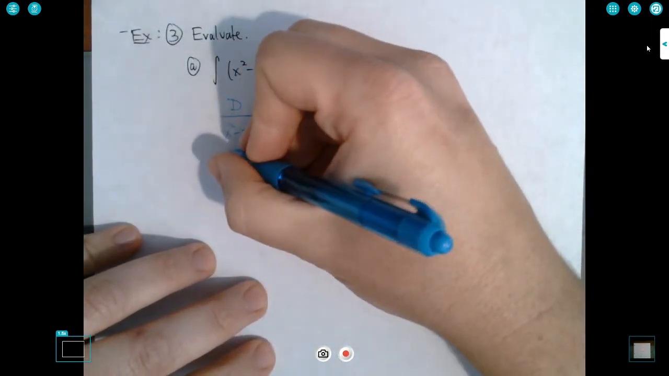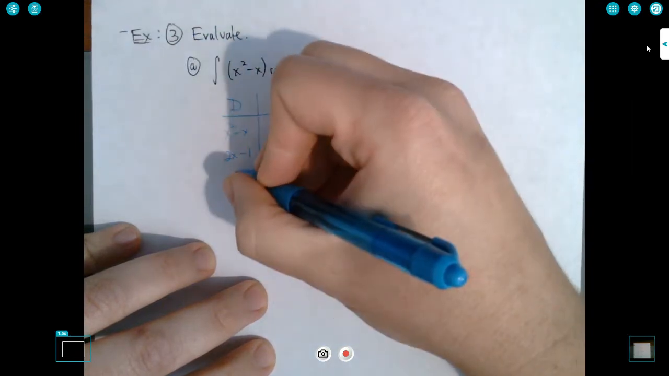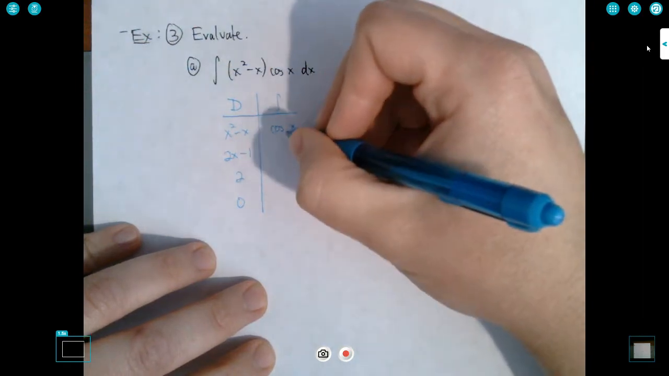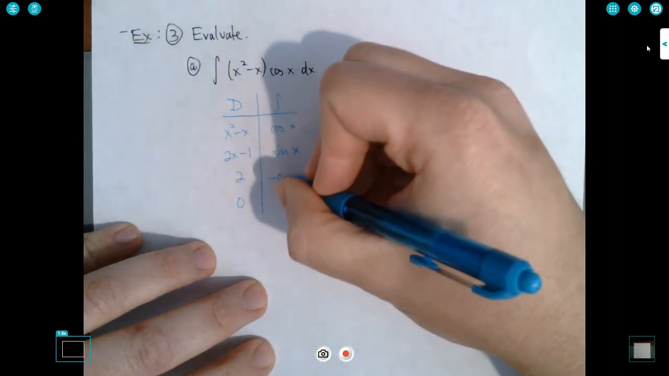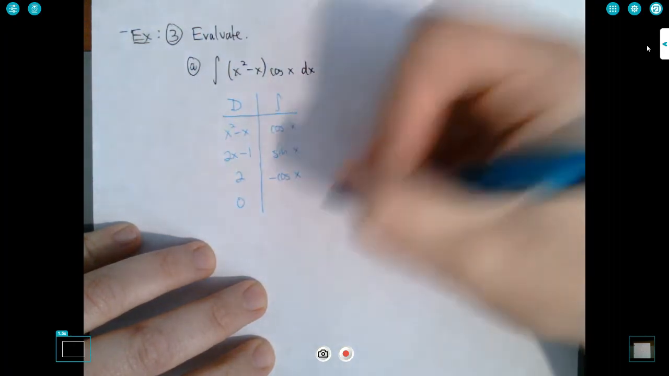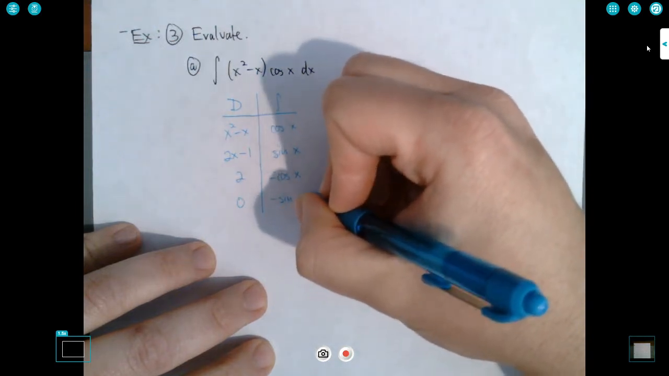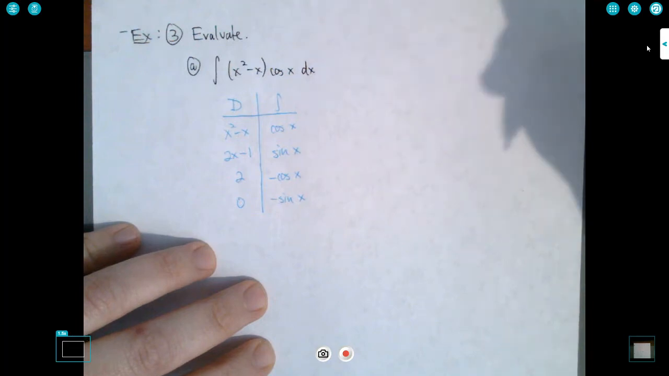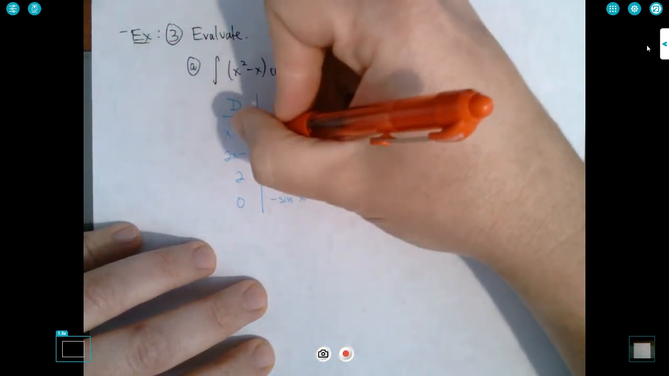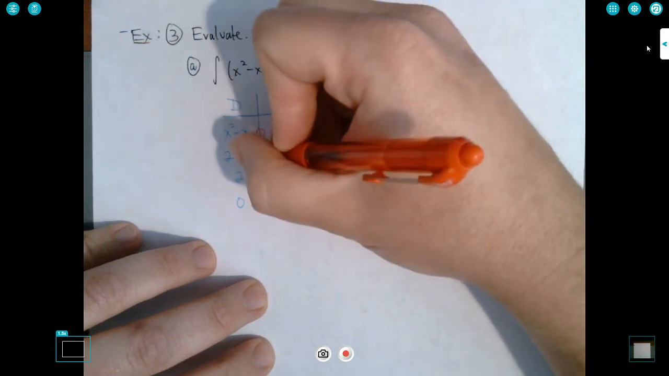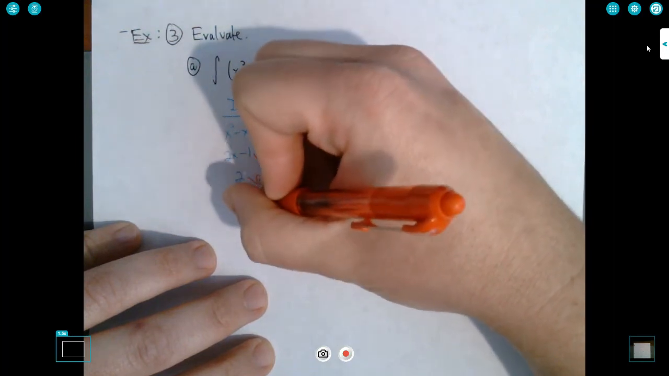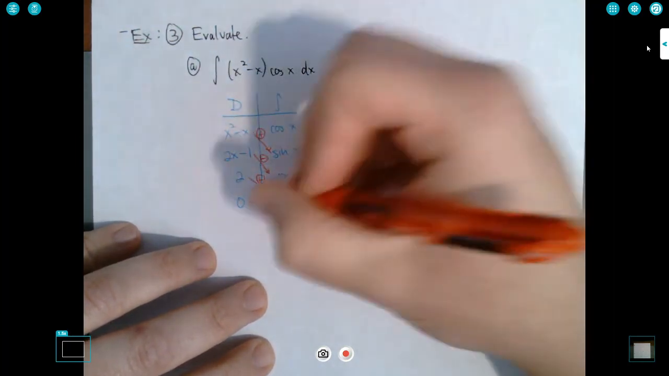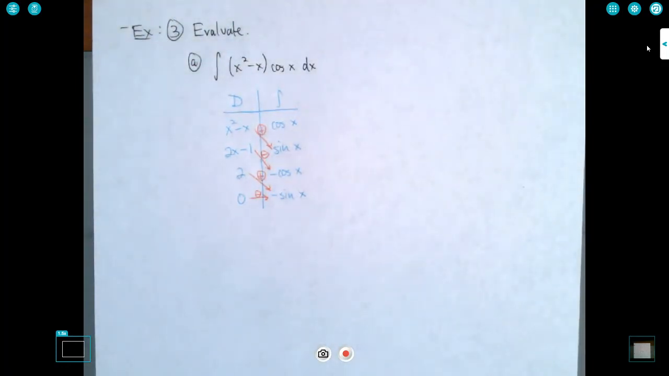So derivative 2x minus 1, derivative again 2, derivative again 0. The integral of cosine x is sine x. Integral of sine x is negative cosine x. Integral of negative cosine x is negative sine x. And then be careful, make sure to switch the sign. So you do this times this, keep it positive. You do this times that, make it negative. You do this times this, keep it positive. And then this times that is what you're going to integrate, but it's going to go away, right? Since it's just 0 times that thing.